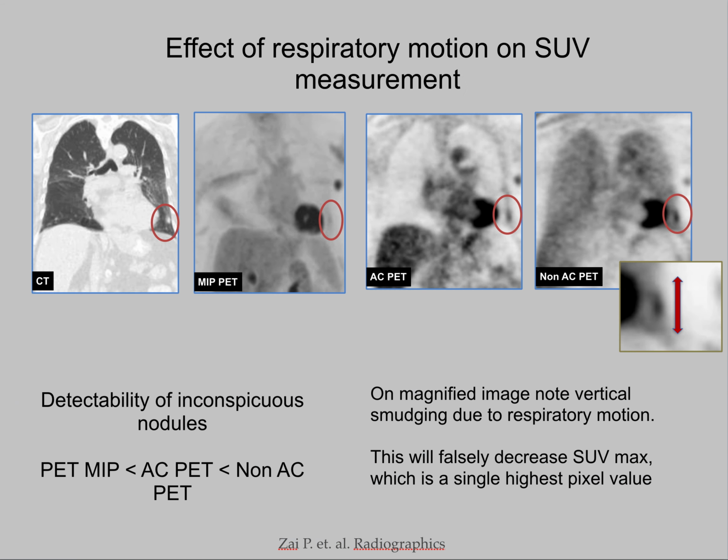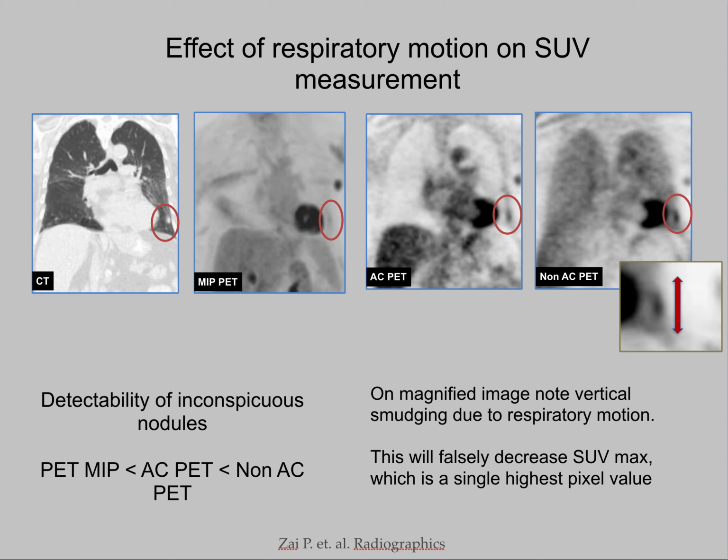So this is an effect of motion. What we see is the lung nodule at the base. When we look at the MIP images, we actually can't even see it. When we look at the coronal attenuation corrected image, we see it much better. And finally, when we look at the non-attenuation corrected PET image, we see it a lot better.